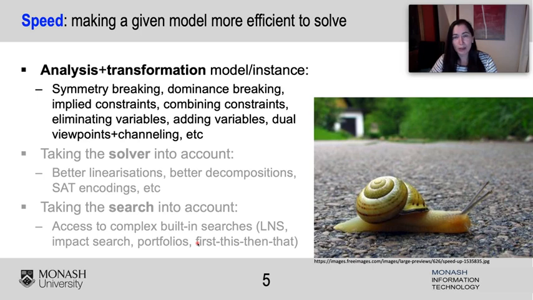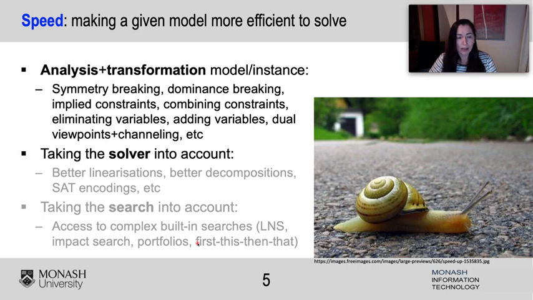You can do it using symmetry breaking, so analyzing the model to extract the symmetries and then adding symmetry breaking constraints, adding dominance breaking constraints, useful implied constraints, combining constraints, adding variables, eliminating variables, all kinds of things. That's one way, analysis and transformation.